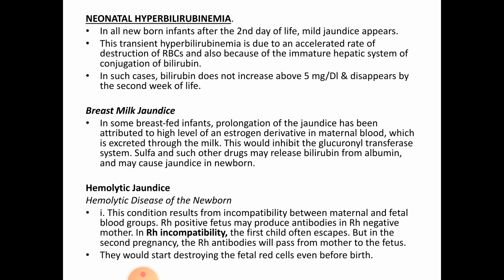Next one is hemolytic jaundice in newborns and in adults. First let us see in newborns. This is due to Rh incompatibility. Hemolytic disease of the newborn is due to Rh incompatibility.